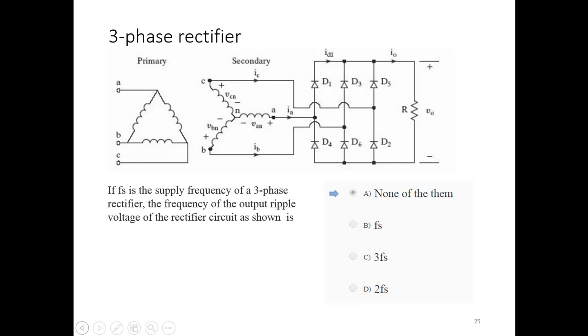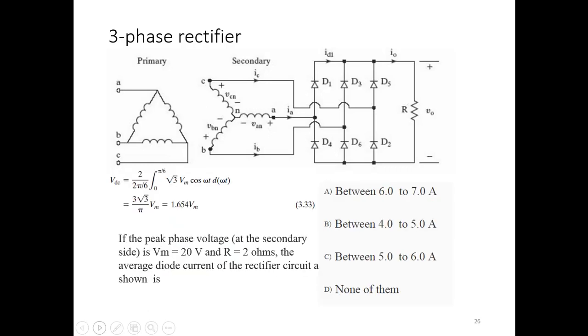If F is the supply frequency, the output ripple frequency will have 6 bumps. There will be 6 ripples there, 6 times that supply frequency. That means it won't be Fs, 2Fs, or 3Fs, it will be 6 times. So the answer is none of them.